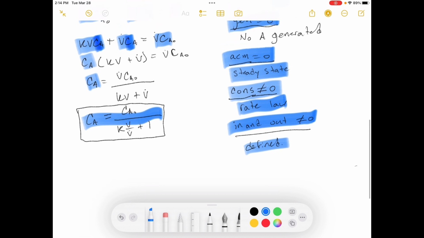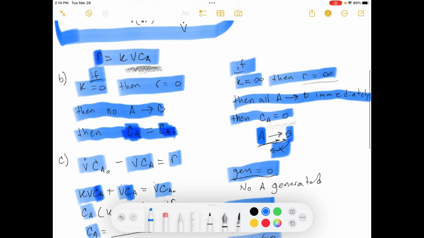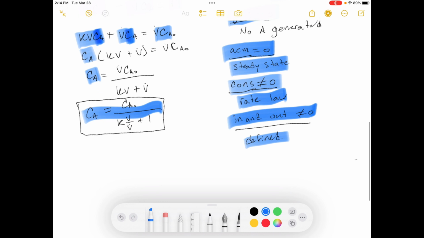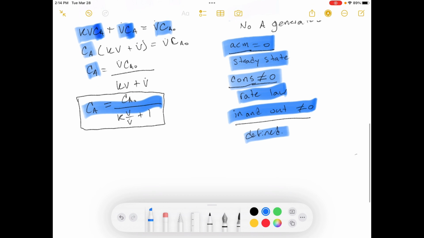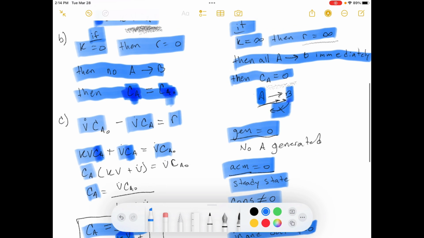In part B we said that if K is 0, then the concentration in the tank should go to CA naught. Now let's see if that's true. If K is 0, then this whole term is 0. That means we'll get CA divided by 1 equals CA naught. Yeah, so CA equals CA naught. That's what we predicted.